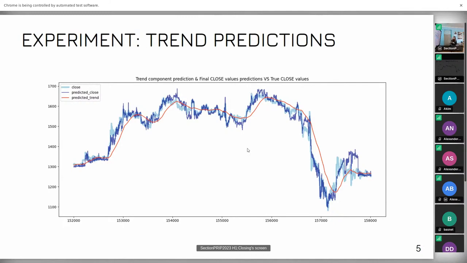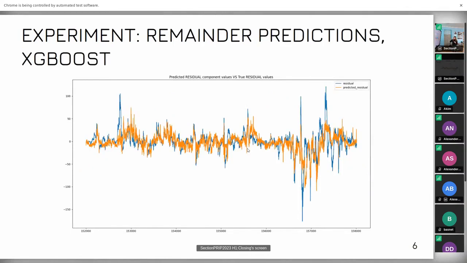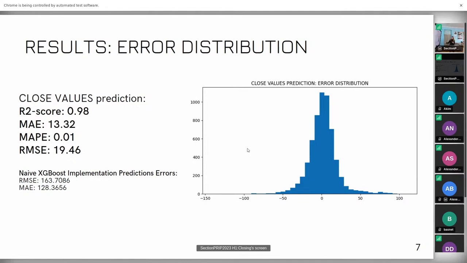And here you can see the final forecast of the trend component made by Loess algorithm. As you can see, it is a really smooth curve. So the next slide is the final results of predicting the remainder component of my time series. And the next slide is the error distribution graph, as you can see here, and it is normally distributed. And I also added names for each of the implementation prediction errors on this slide to compare these errors.